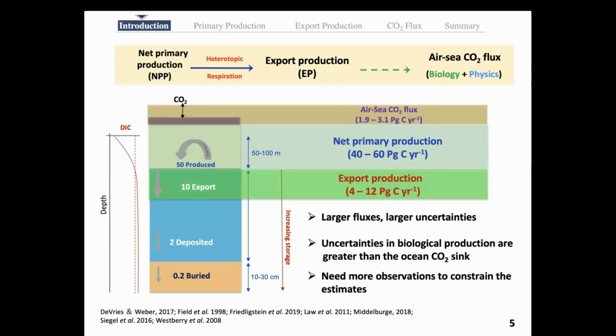Obviously, the most straightforward way to reduce uncertainty is to increase the spatial and temporal coverage of the observational dataset. So in the following part, I will show you how we can leverage the BGC float array to constrain these several key metrics.